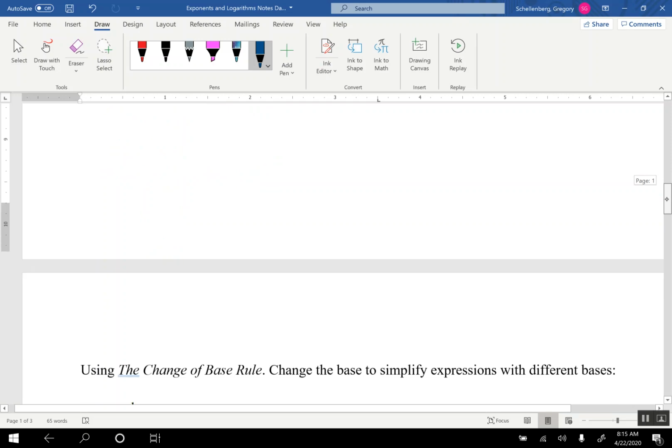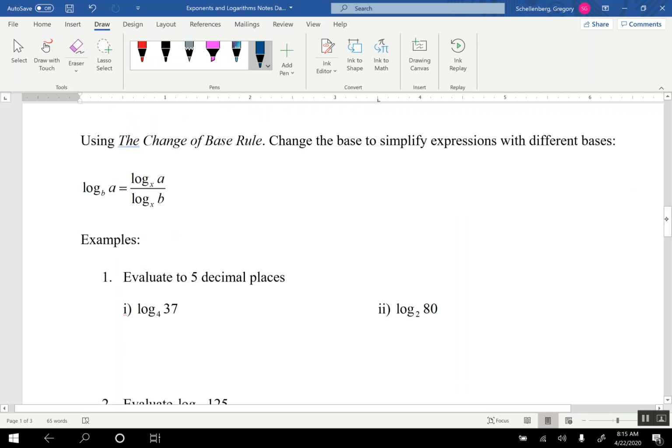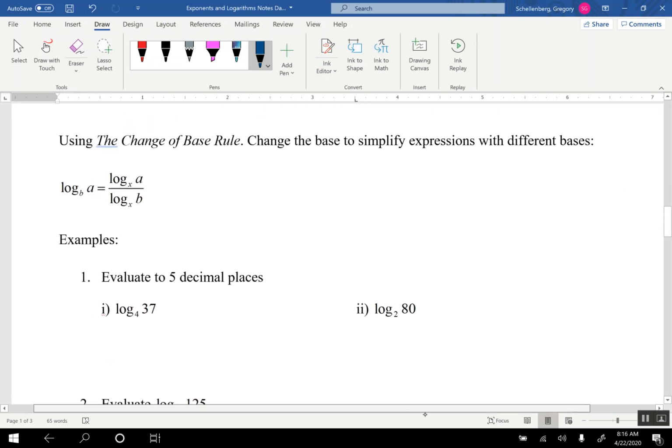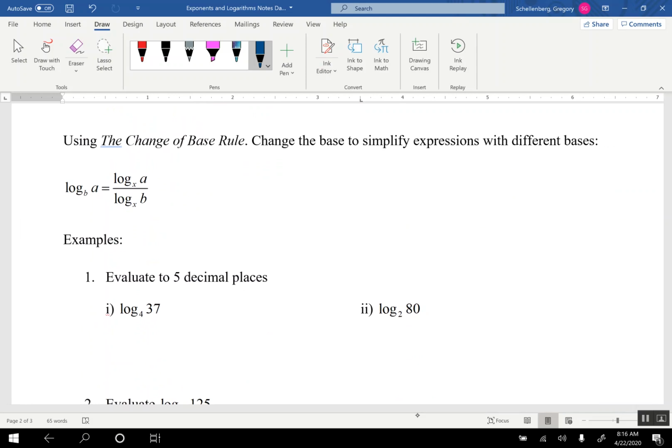All right, moving along. Change of base. Okay, so we have talked about if we're looking at a logarithm and we do not see a base, let's just say we've got the log of 7. Okay, there's no base there. We assume that the base is 10.